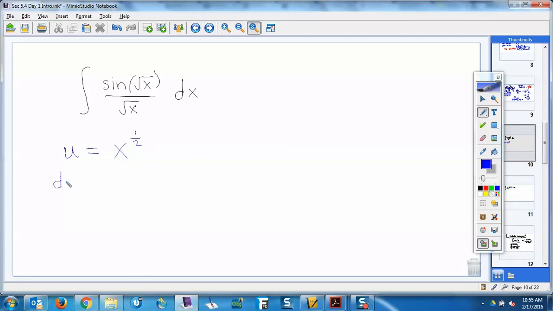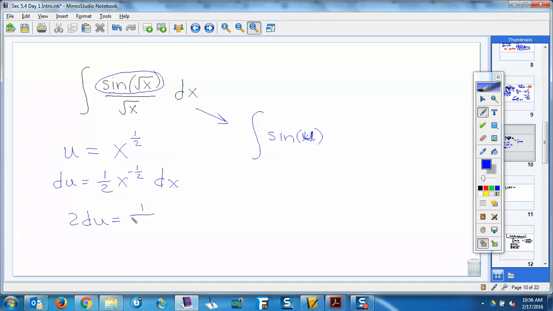So the du is 1/2 x to the negative 1/2 dx. So the top of this ends up being just sine of u. So that takes care of that. And then what about this 1/2's in the way? There's no 1/2 up here. Multiply it over, that'd be 2 du.